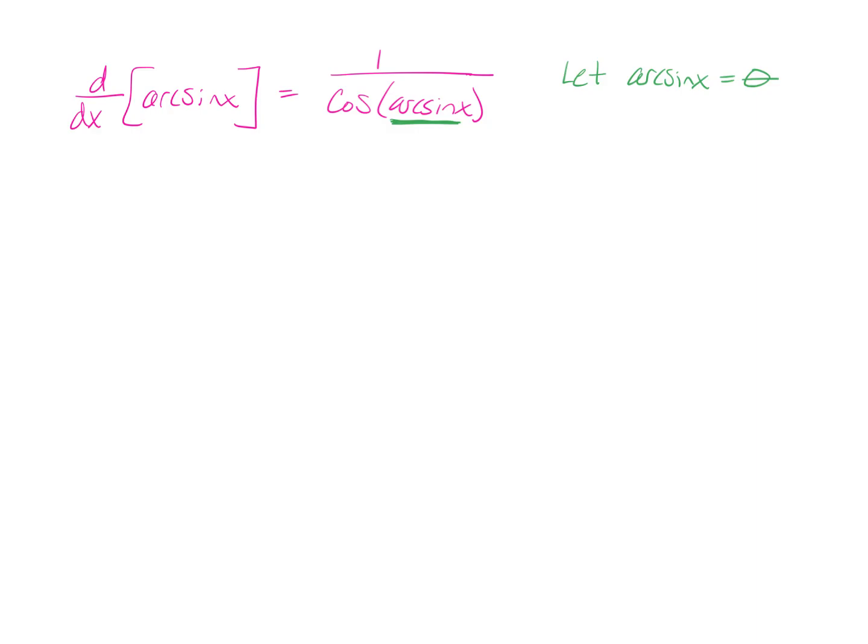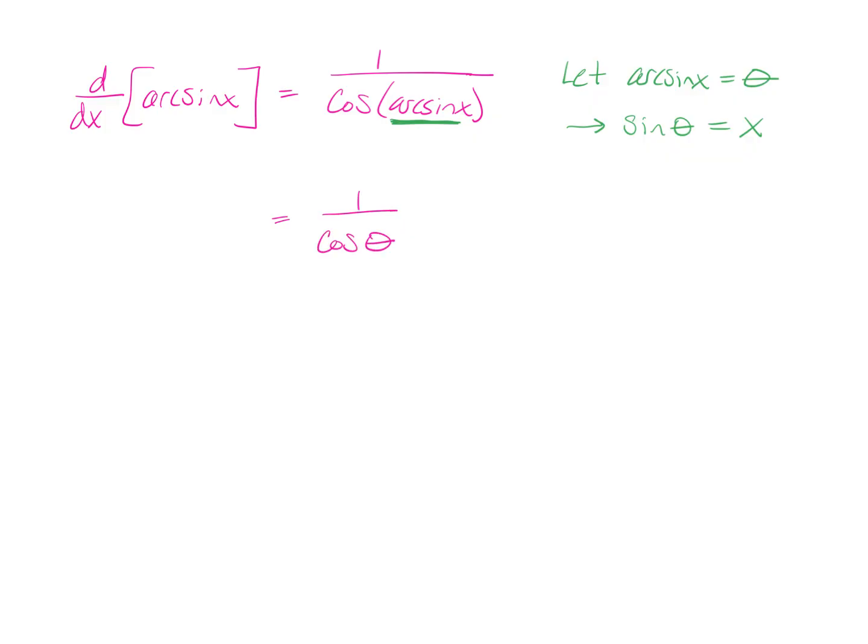Okay, and if arcsine of x is theta, that means that the sine of theta is x, because arcsine and sine are inverse functions. So imagine we're taking the sine of both sides of this equation. The sine of the arcsine of x is x, and sine of theta is sine of theta. Okay, so sine of theta is x. All right, so now I'm doing 1 over the cosine of the arcsine of x. But arcsine of x is theta, so I'm going to put a theta there. So this is now 1 over the cosine of theta.